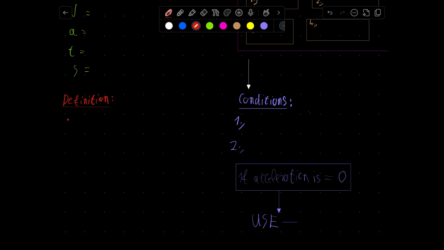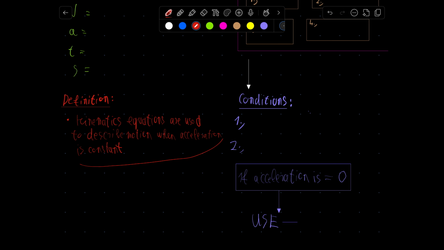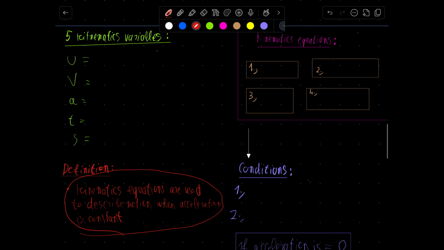Let's write that down. Kinematic equations are used to describe motion when acceleration is constant. That's the basic definition. So before we look at the equations themselves, let's first understand the key variables.